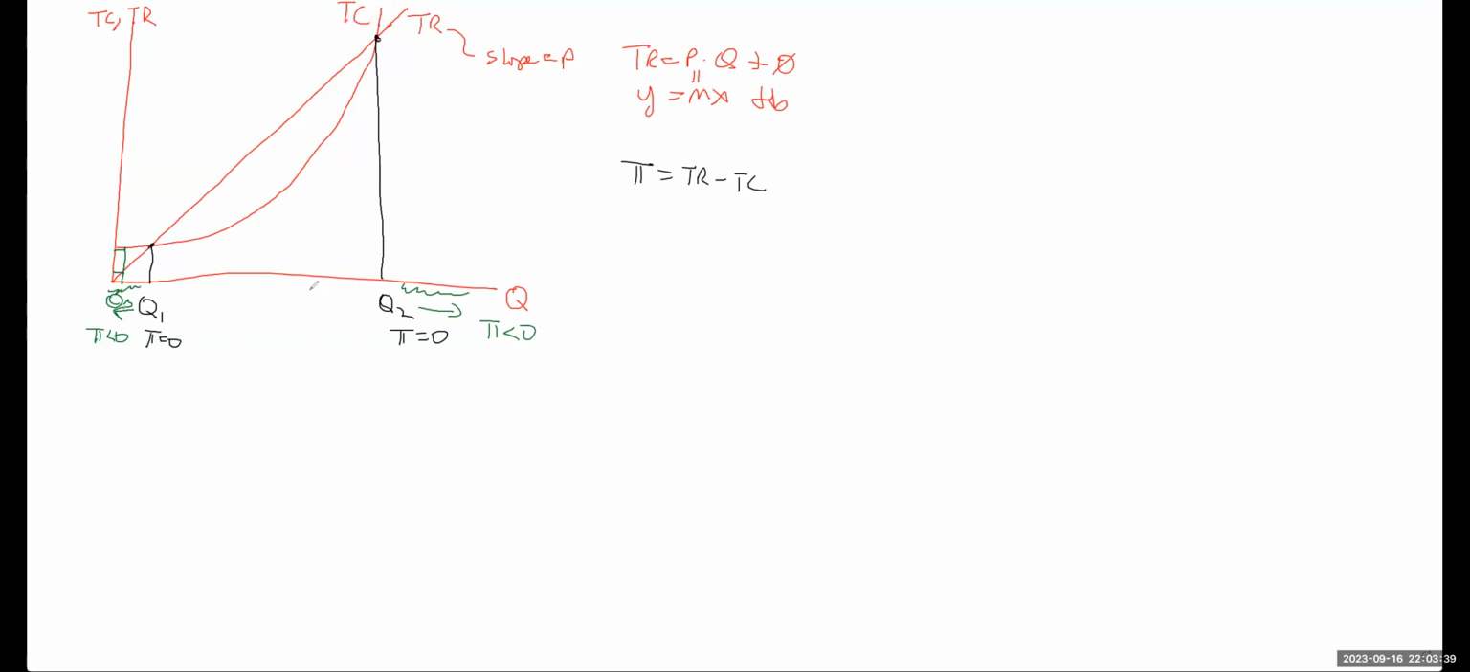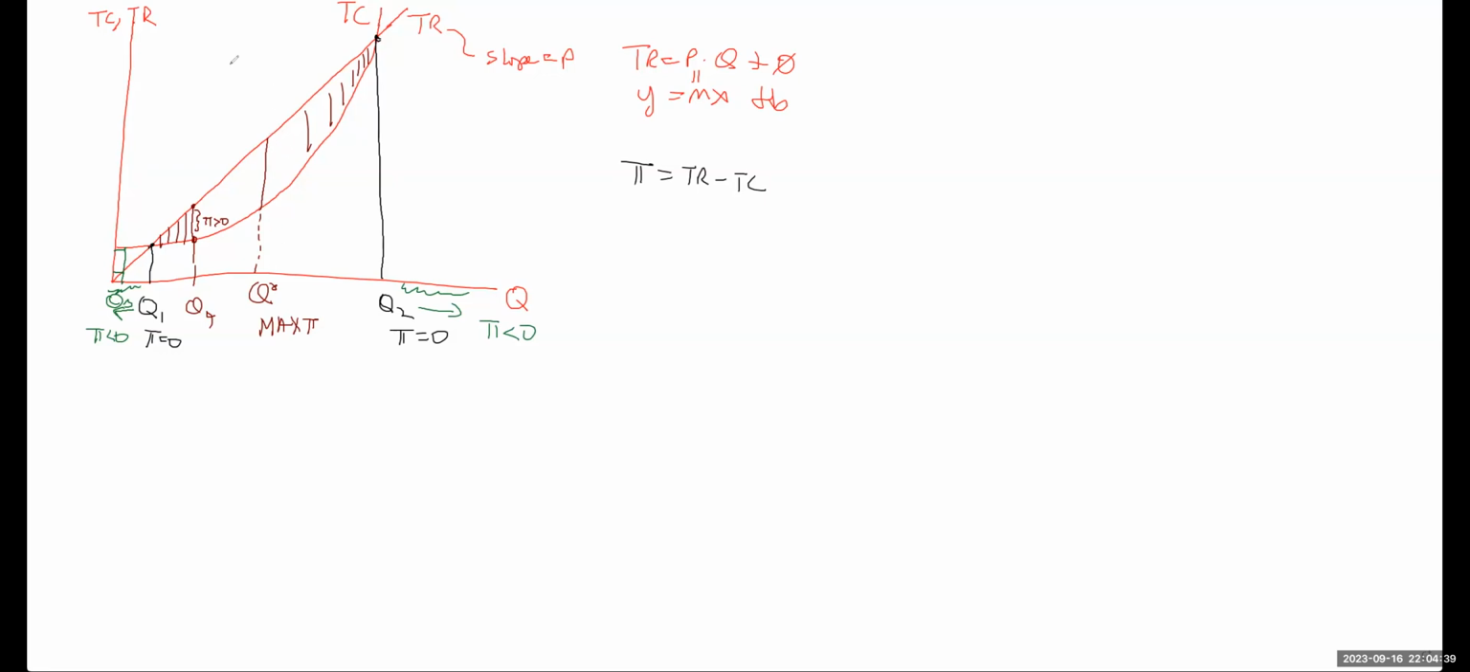What about in between Q1 and Q2? Let's just pick a point, Q4. And we can see this is total cost, this is total revenue, and this vertical distance measures profit. That's greater than 0. It's positive profit. And you can see it starts from 0 and gets bigger, bigger, bigger. And at some point, I don't know, right around here, it's the biggest. Then after that, it gets smaller, smaller, smaller, back to 0. So somewhere in between, I don't know where, maybe around here, we have max profit, the highest profit. And I'm going to denote that with Q star.